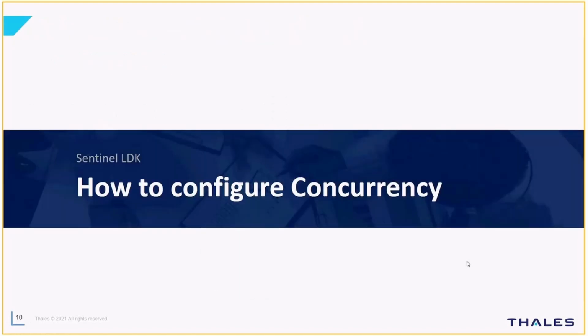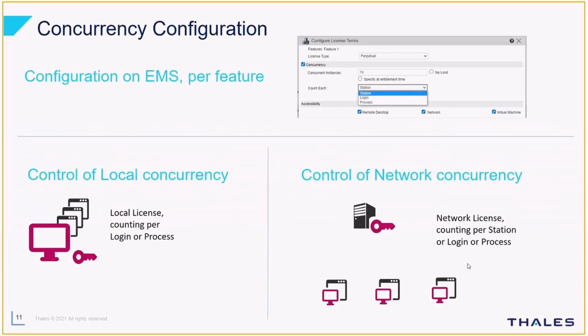All right, now that we have seen the concept of concurrency, let's see how to configure this concurrency. The concurrency is actually configured on EMS and is defined per feature. When you define the license terms for a given feature, you will be selecting the type of license, perpetual, based on time or number of executions, but you'll also have the possibility to define a concurrency and introduce the concurrency number of instances you are willing to include in your key and the way you want to count it.